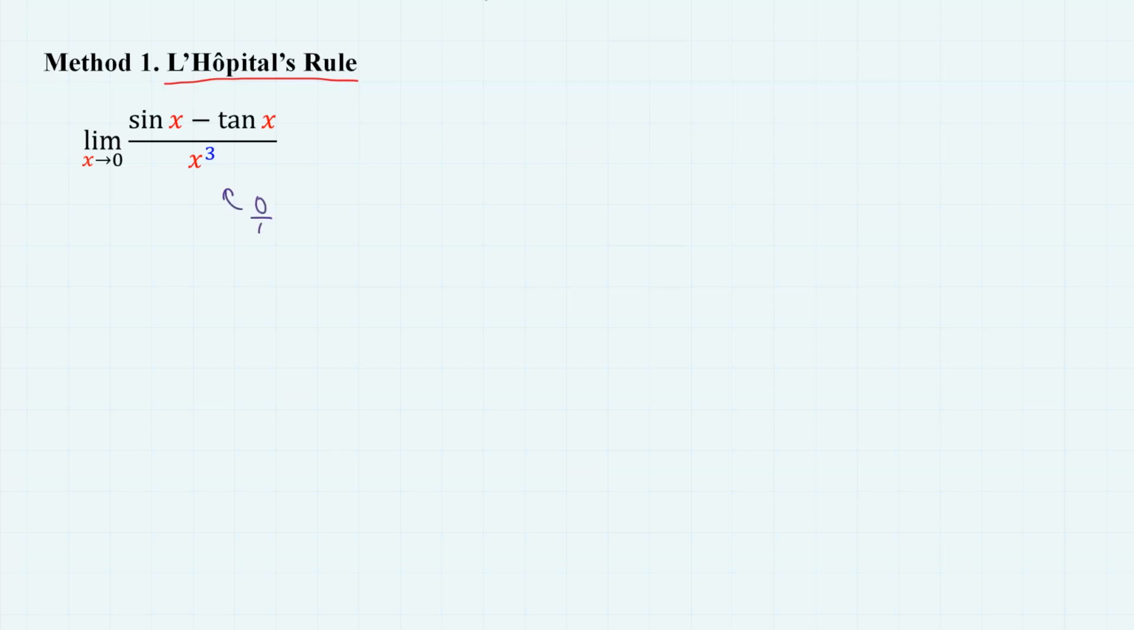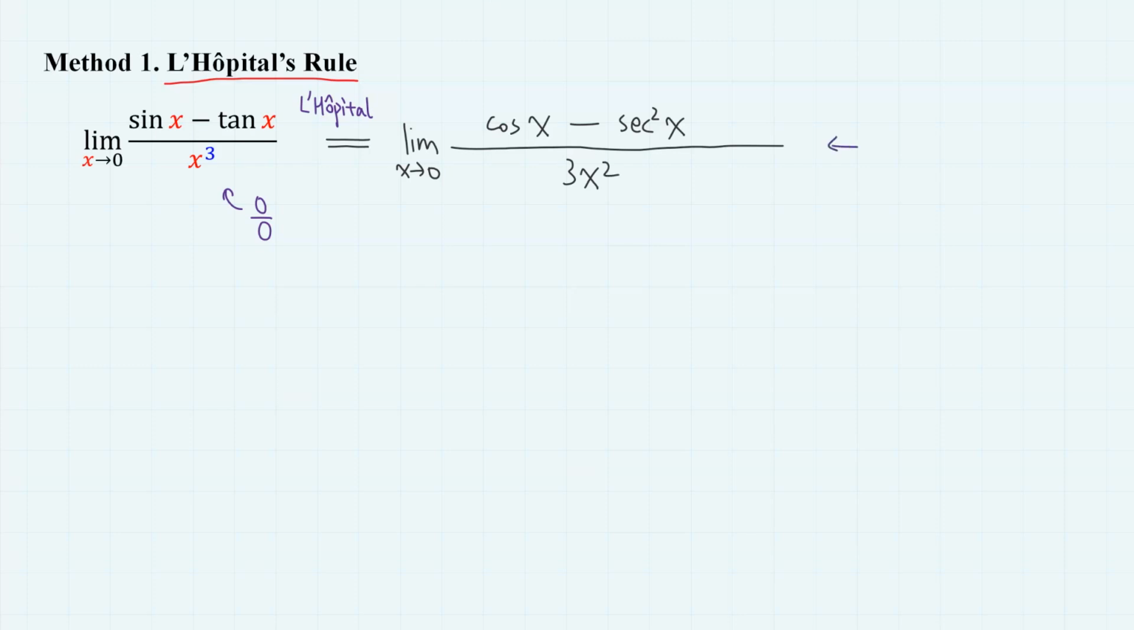This limit is 0 over 0 type indeterminate form, so we apply L'Hopital's rule. Then the numerator becomes the derivative of sine x, which is cosine x, and the derivative of tangent x, which is secant squared, and the denominator becomes 3x squared. Notice that this limit is still in 0 over 0 form, so we apply L'Hopital's rule again.